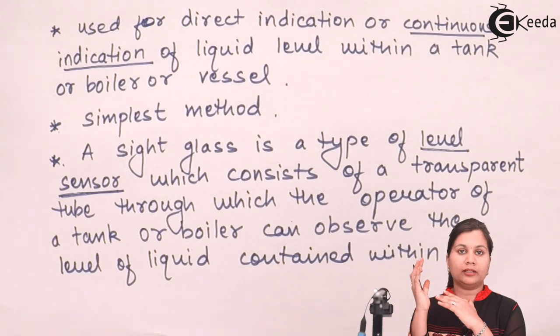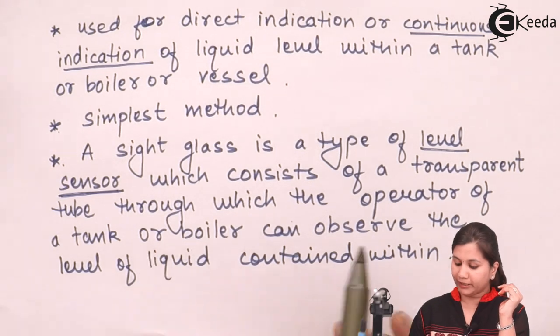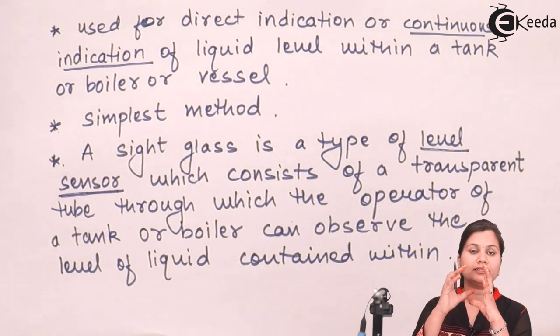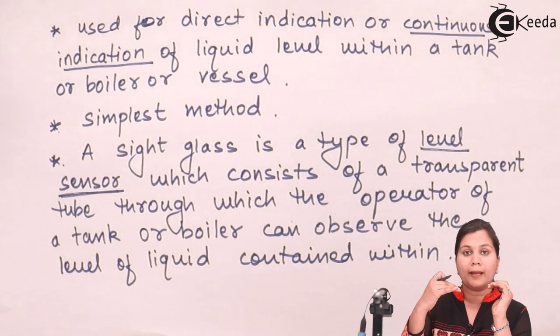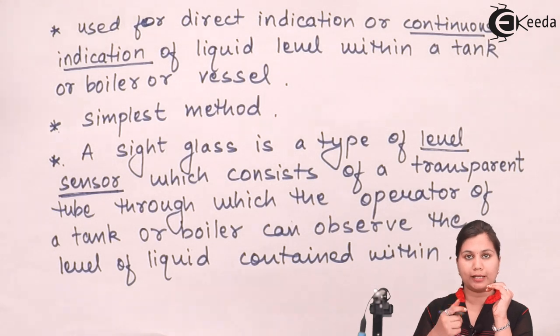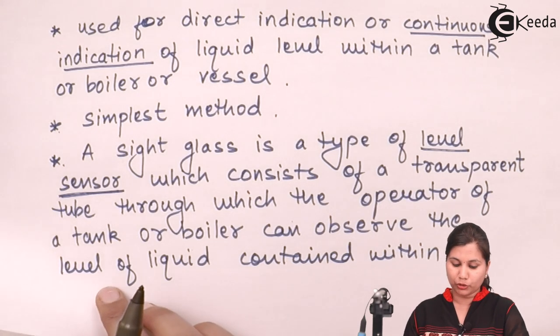So the operator of a tank or the boiler can observe the level of the liquid by reading the scale which is marked on this transparent tube. This transparent tube has some graduations marked on it, and through those graduations the operator can take the readings of the liquid level in the tank or the boiler. So you can see that this is the most simple method, because the level of the liquid is the same in the tube and in the tank. Through this the operator can get the direct readings of the liquid level.